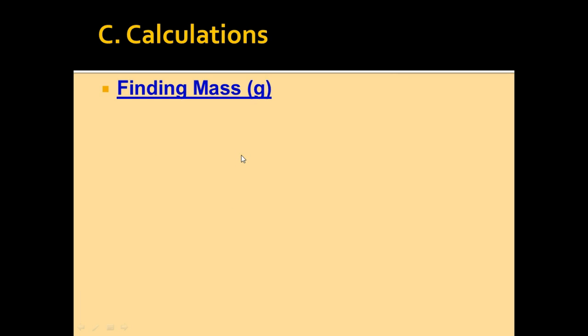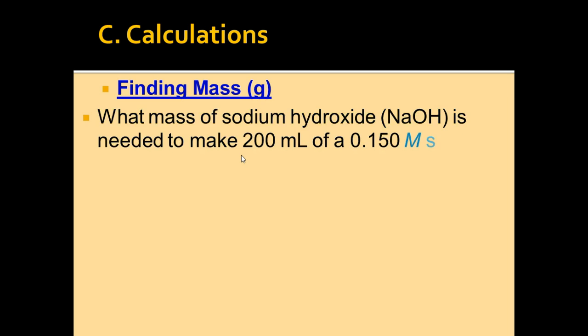And so now we're going to be finding mass or grams from molarity and a quantity. So this is just like what we've been doing on the last one, but instead we want to go an extra step and use moles to grams. And so what is the mass of sodium hydroxide, NaOH, that is needed to make 200 milliliters of a 0.15 molarity solution?